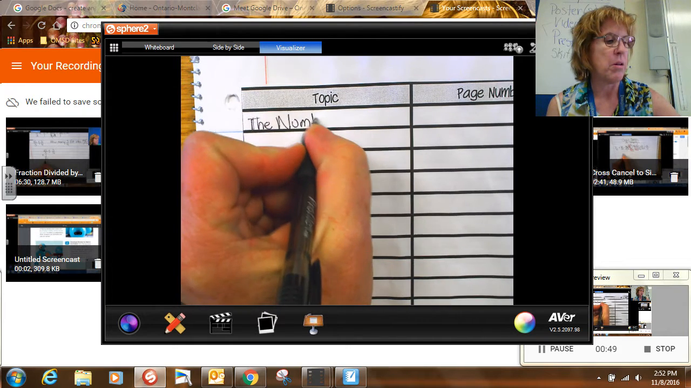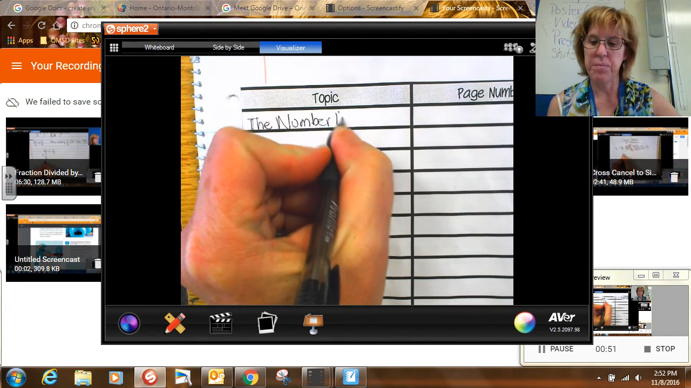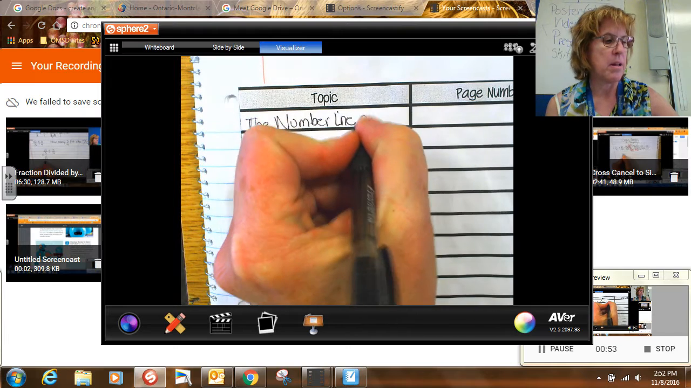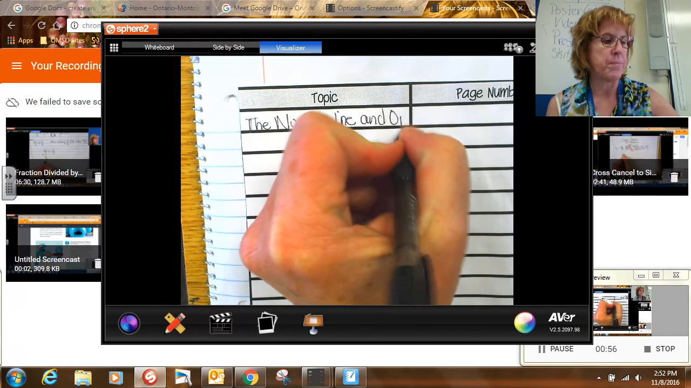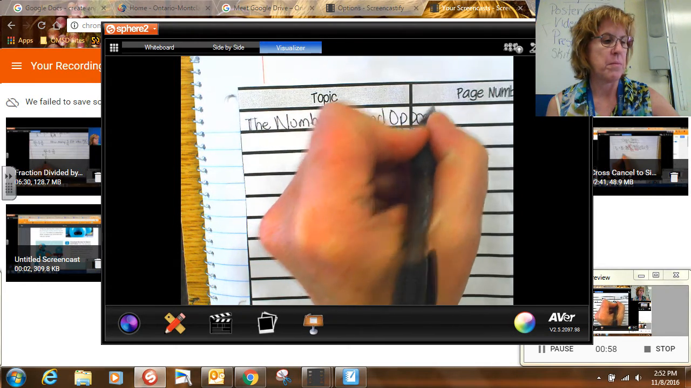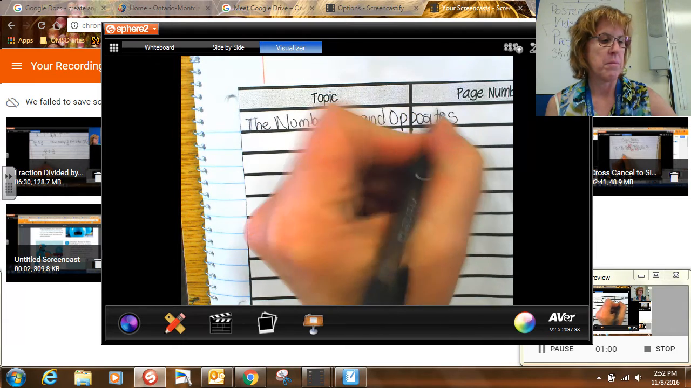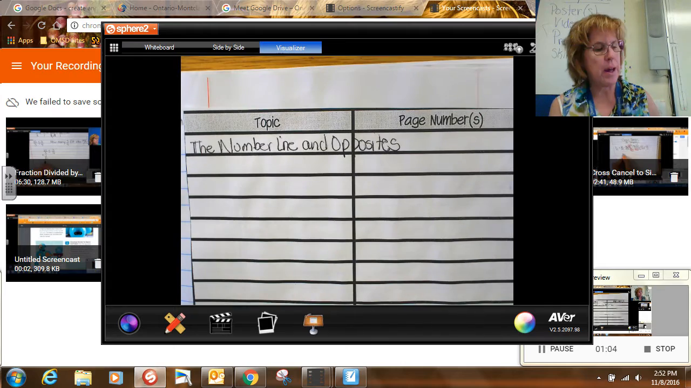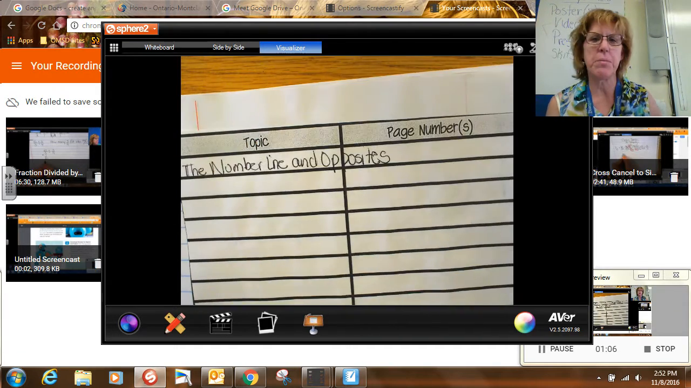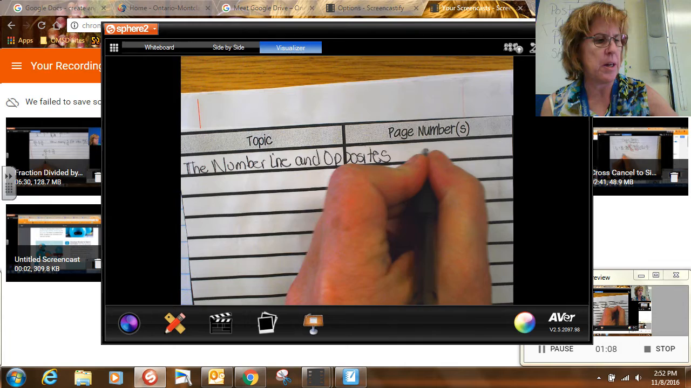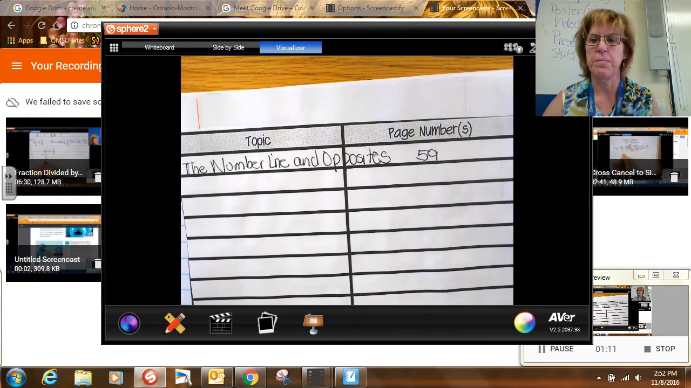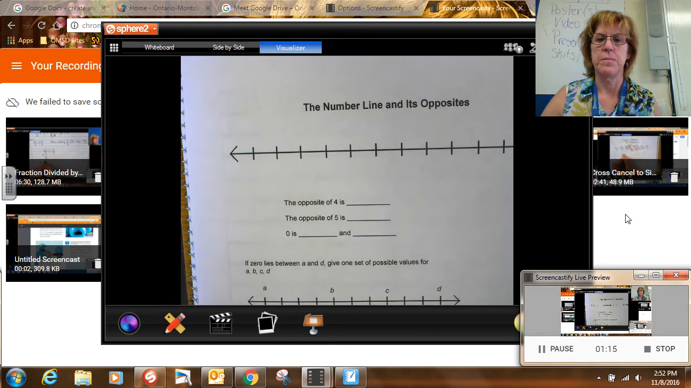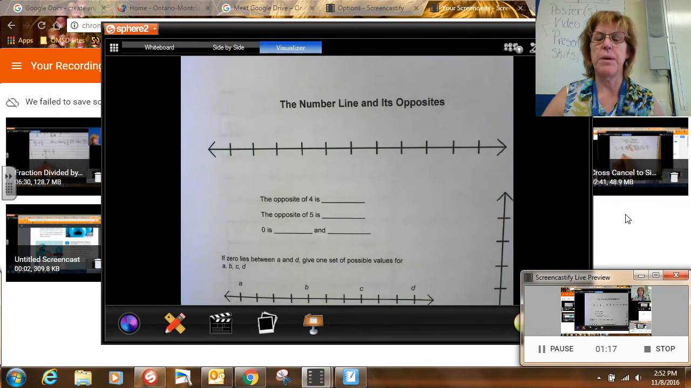number line and opposites. Okay, I only have one page number, and so I'm going to glue it onto page 59. All right, here we go.